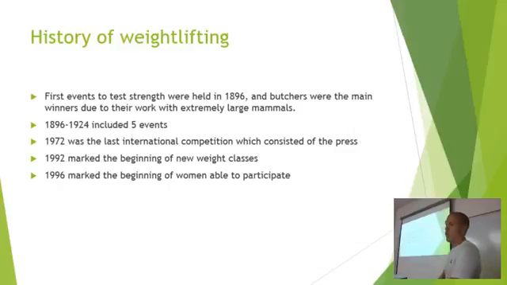1896 to 1924, generally only the Olympics, so it was every 4 years. It included 5 different events: snatch, clean and jerk, the one-arm snatch, the one-arm clean and jerk, and then the press. So it was 5 different exercises, and they were totaled. Obviously that is not the format now, and we will go into that. But 1972 was the last international competition which consisted of the press.